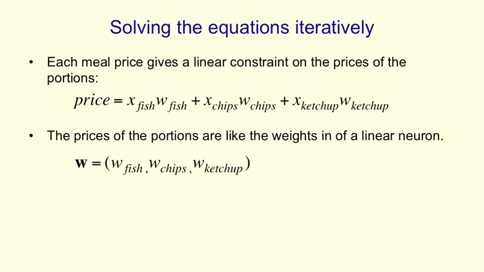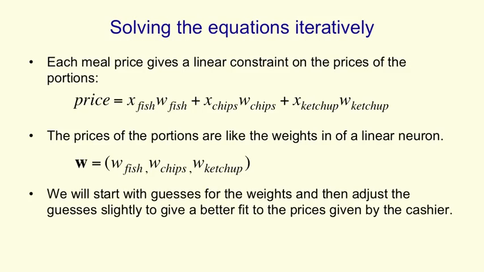So the prices of the portions are like the weights of a linear neuron, and we can think of the whole weight vector as being the price of a portion of fish, the price of a portion of chips, and the price of a portion of ketchup. We're going to start with guesses for these prices, and then we're going to adjust the guesses slightly so that we agree better with what the cashier says.